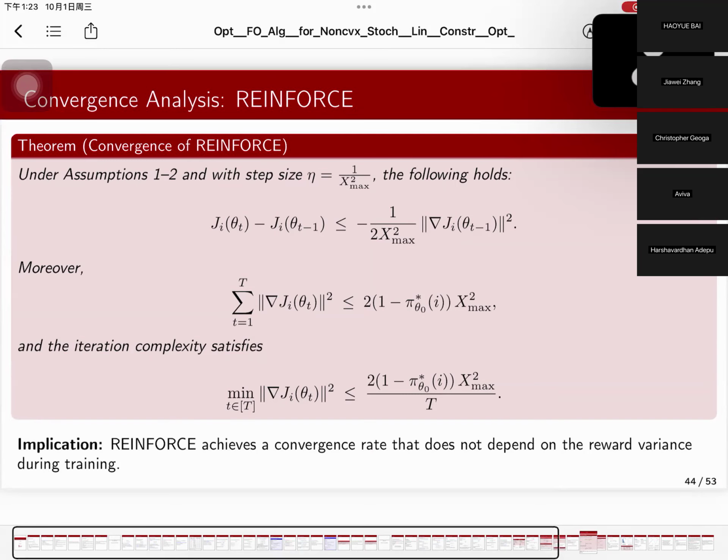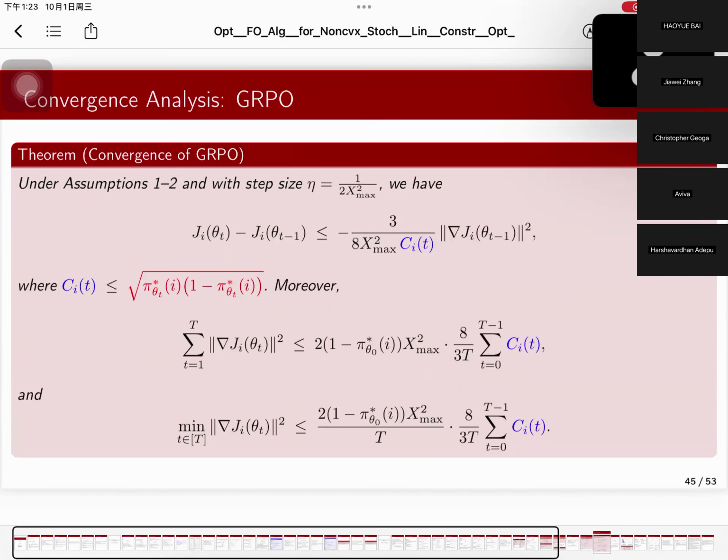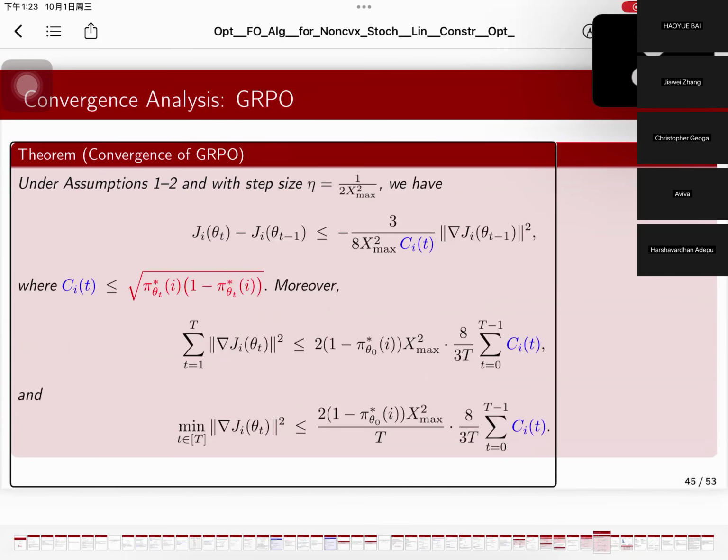So here is the convergence analysis for REINFORCE. For REINFORCE, we don't have an adaptive learning rate step size. So we can expect that the convergence rate is very similar to gradient descent. You can see the iteration complexity is very similar to gradient descent using a fixed constant step size. Nothing surprising. But now let's look at the convergence of GRPO.